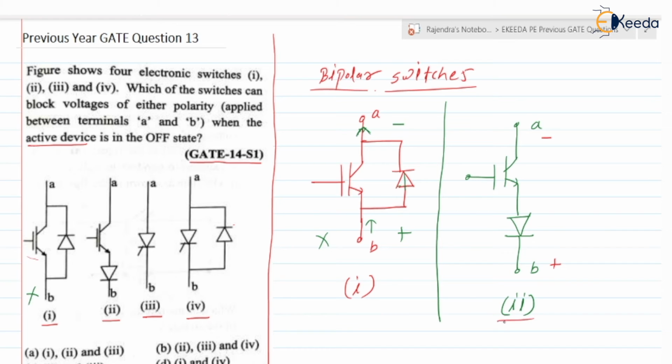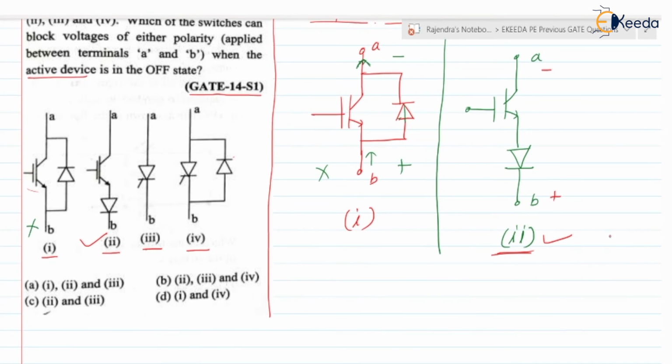So here can we say that the switch is blocking forward as well as reverse voltage? Yes, switch number 2 is the correct one. Next, let us discuss the third option.